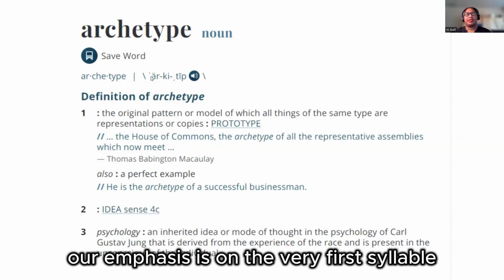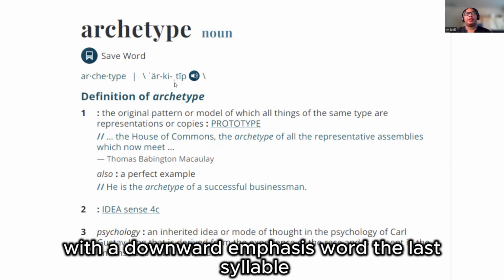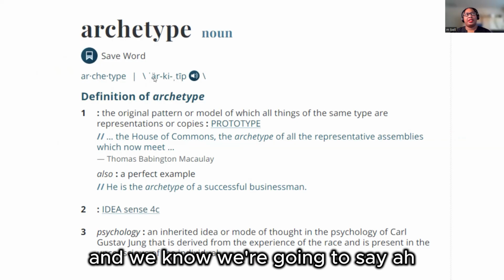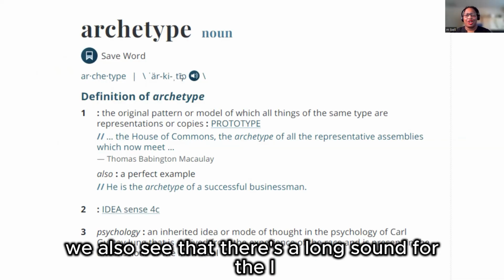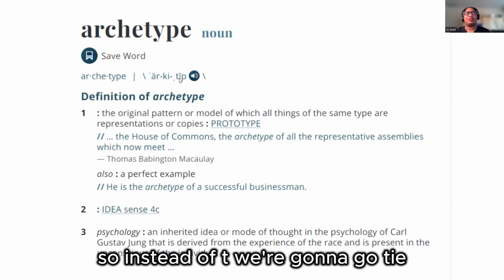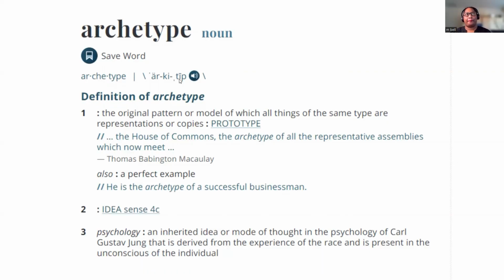Now this next one, we have 3 syllables. Our emphasis is on the very first syllable with a downward emphasis toward the last syllable. And we know we're going to say "ah" for the A sound. And then we also see that there's a long sound for the I. So instead of T, we're going to go "ta." Okay, let's try it. Archetype, archetype. Very good.